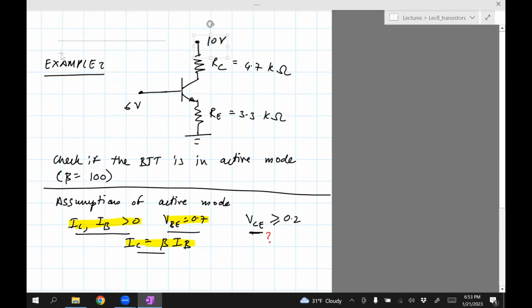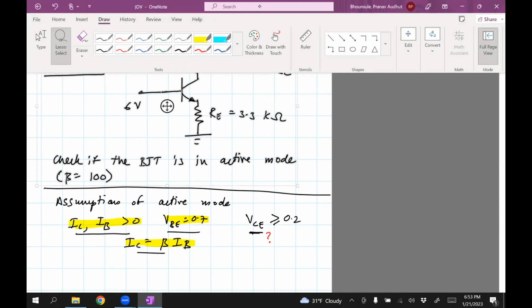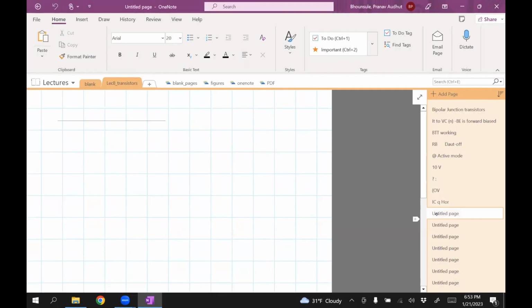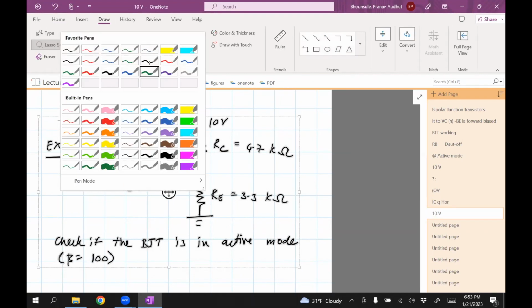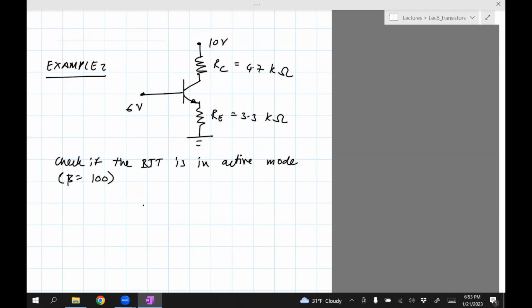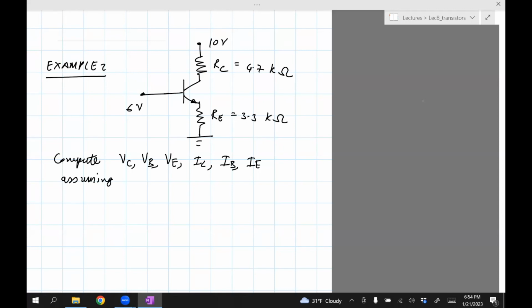So let's copy this question. So the question now is, compute VC, VB, VE, IC, IB, IE, assuming that the BJT is in saturation mode.